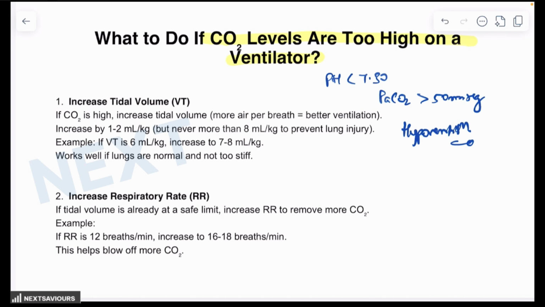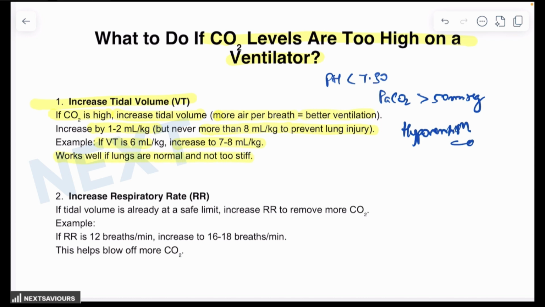One is increasing the tidal volume. The tidal volume is the amount of air in each breath. So if carbon dioxide is high, increase the tidal volume, which means more air per breath means better ventilation. Increase it by just 1 to 2 ml per kg, but never more than 8 ml per kg to prevent lung injury. For example, if VT is 6, then increase it to 7. It works well if the lungs are normal and not too stiff.